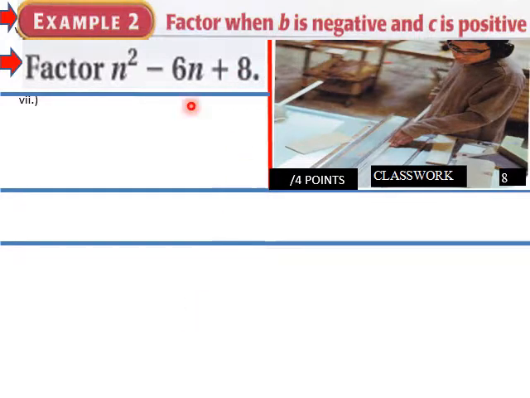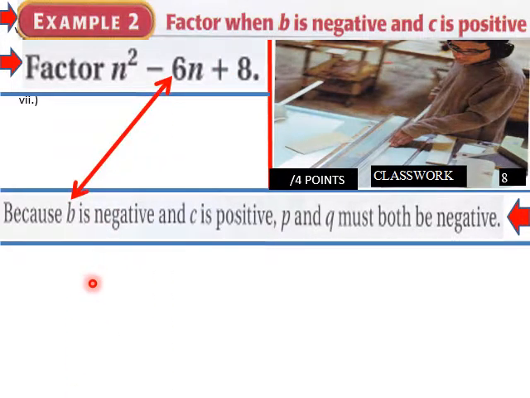Factoring when b is negative and c is positive. So b is negative and then c is positive there. So what do we do there? Because b is negative and c is positive, p and q must both be negative. So to make our situation here work, p and q must both be negative.